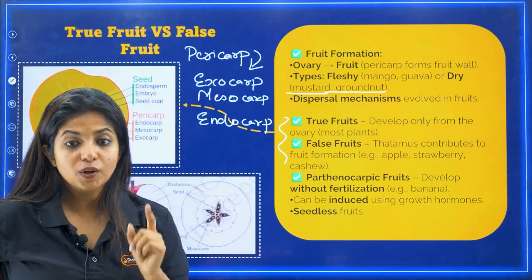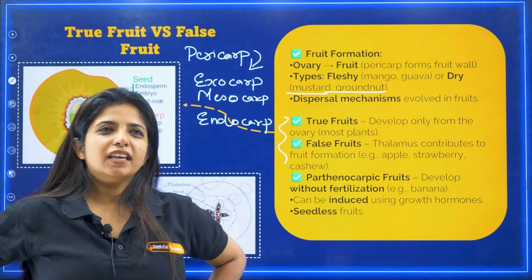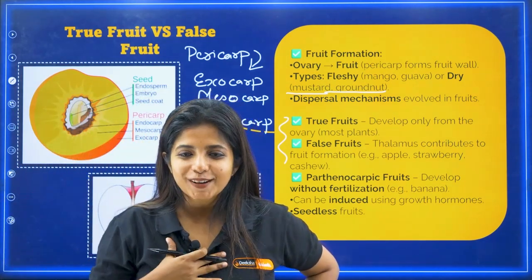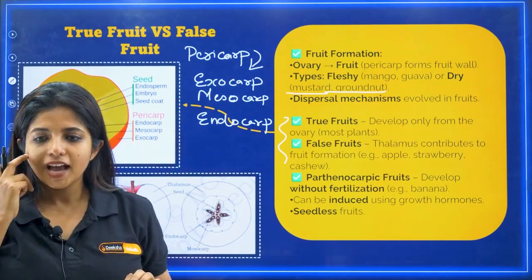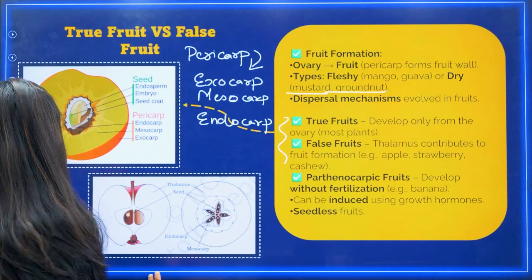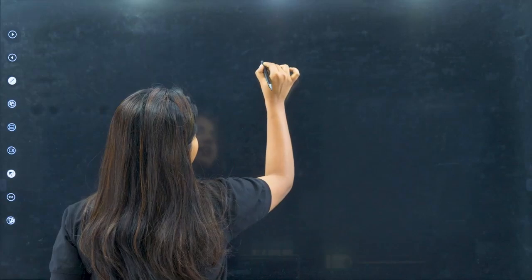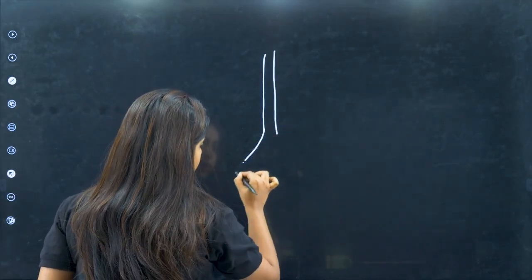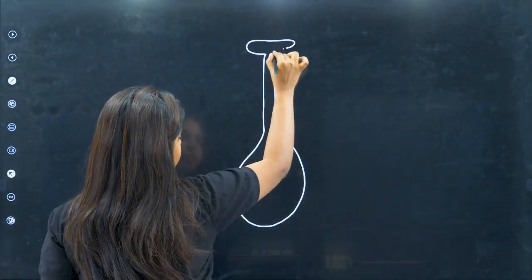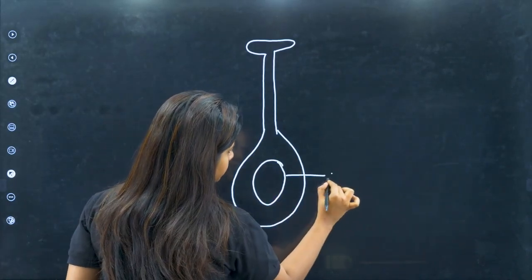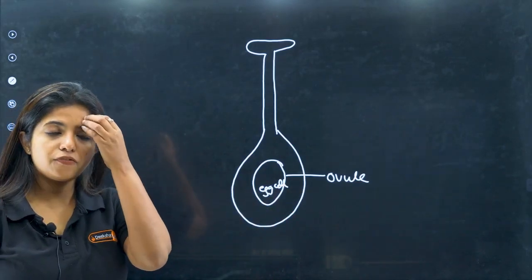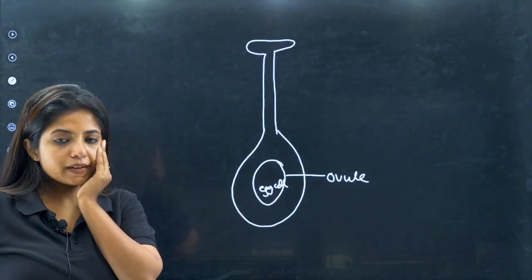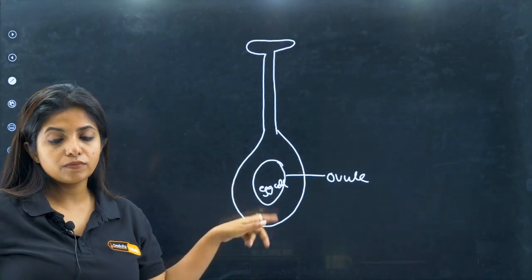These are the types of fruits. Now there is one more type of fruit, after which you will say that I am not studying biology, because I also felt the same. That is the parthenocarpic fruit. What do you mean by parthenocarpic fruit? It is like a miracle that is happening in biology. Just imagine a scenario where you have the ovule. In the ovule, the egg cell is waiting for the male gamete so that fertilization happens. Only if fertilization happens, the ovule turns into seed and the ovary becomes the fruit, right?